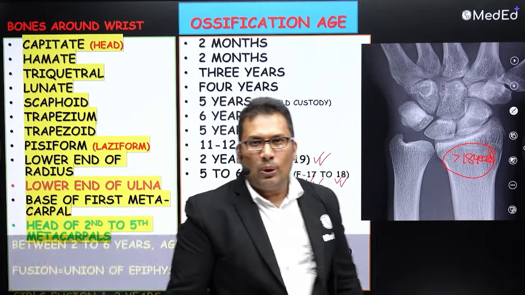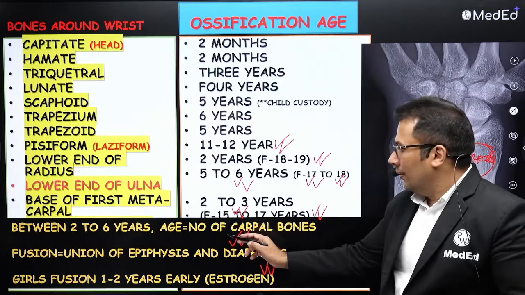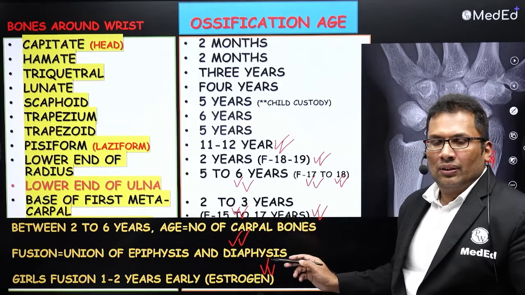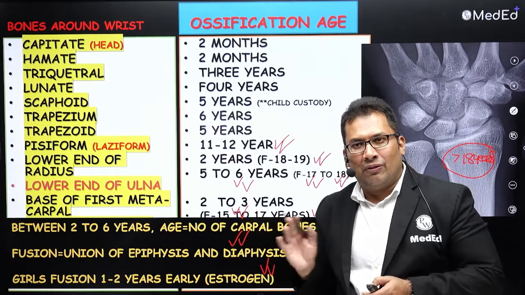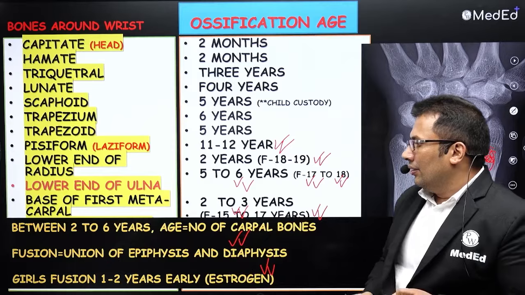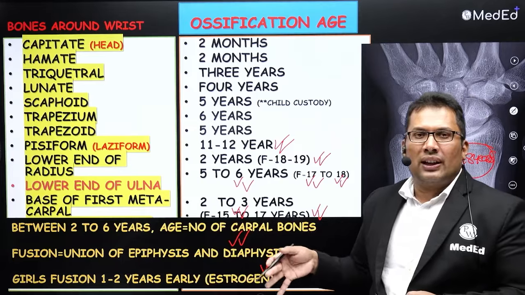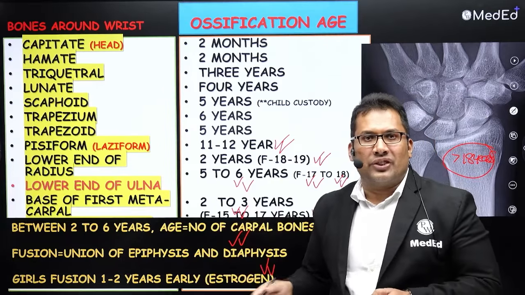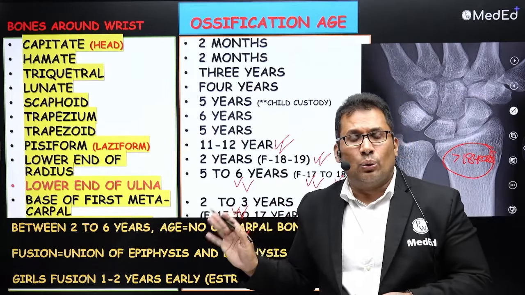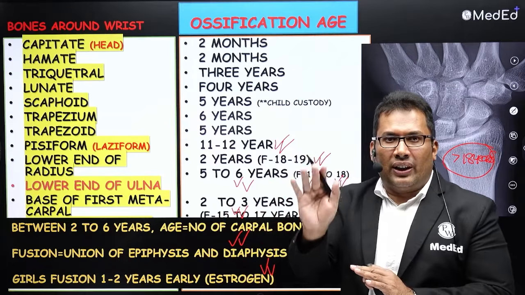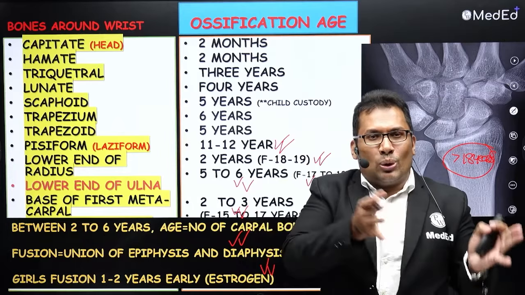Next, one more point here. Between 2 to 6 years, age is equal to the number of carpal bones. Like 3 carpal bones visible, 3 years; 4 are there, 4 years; 5 years, like that. And in girls, because of the effect of estrogen, fusion is 1 to 2 years earlier than in boys. So this can be asked in your exam. One of the easiest X-rays to interpret is the wrist joint. To estimate the age of the person, to give an opinion of less than 18 or more than 18, the wrist joint is suitable.